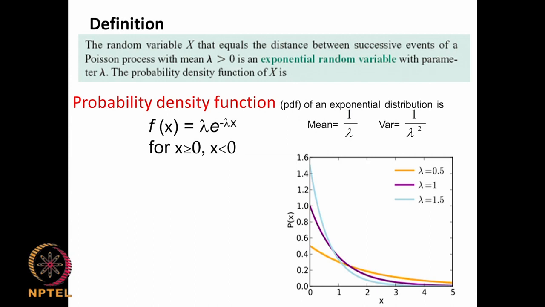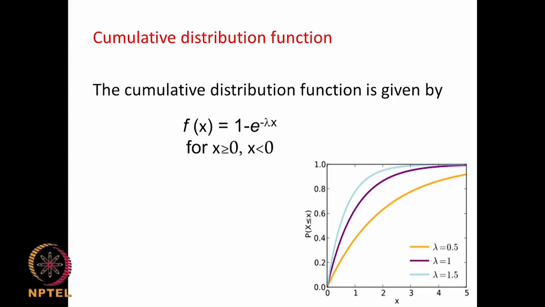So the random variable x that equals the distance between successive events of a Poisson process with the mean lambda greater than 1 is an exponential random variable, okay, and this is the probability density function. For different values of x, as you can see, the graph gives you the probability density function. So you can calculate the cumulative distribution also.